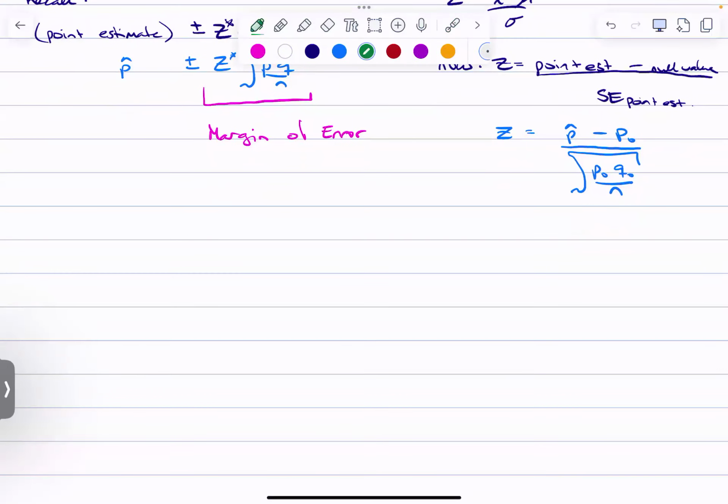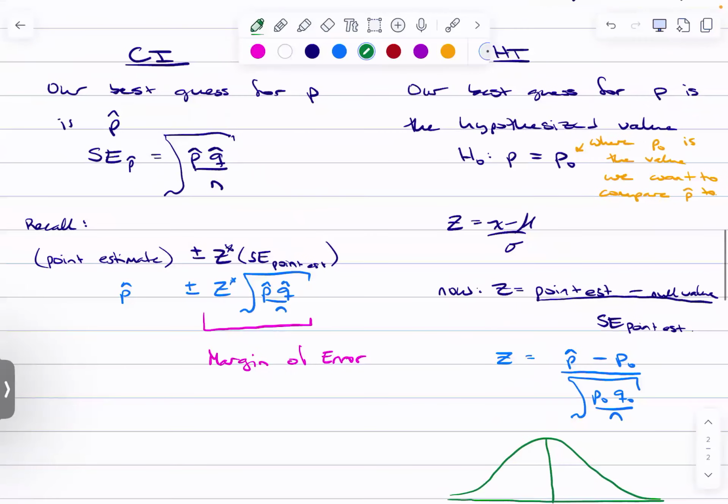So what's going to happen in our hypothesis test especially, we're going to be centered on P naught. Yeah? Because my null hypothesis, I have to assume that P is equal to P naught, right? Because that was my null hypothesis here. Okay.